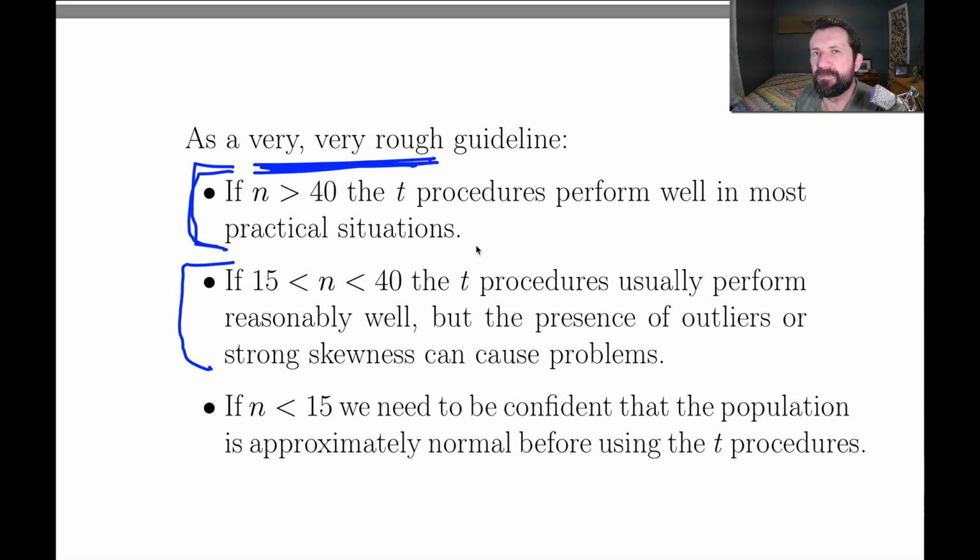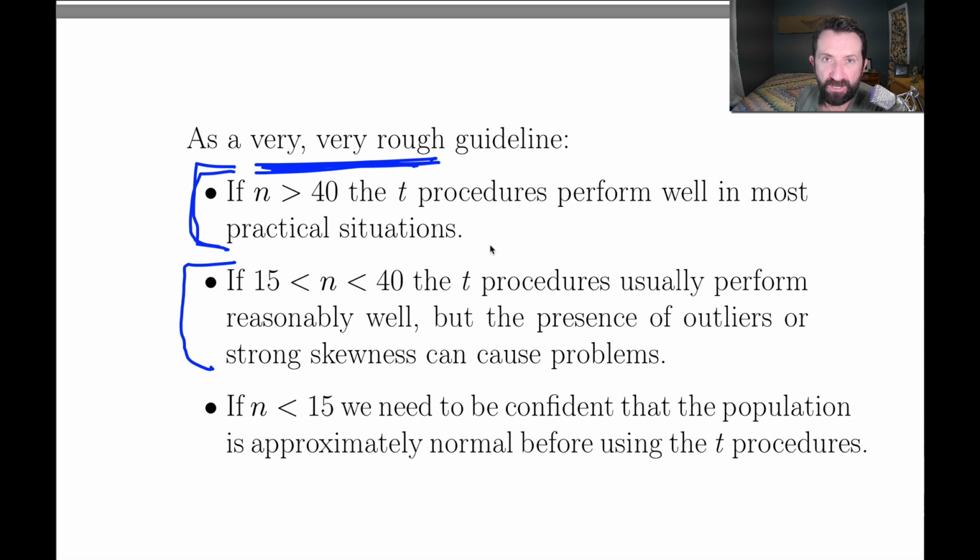But when we start getting some of these outliers and strong skewness, it can throw us off. It can be just an inappropriate procedure to use. If we have 18 observations and we have some strong skewness, it's pretty sketchy to be using the T procedure, and we're going to be getting misleading results a lot.